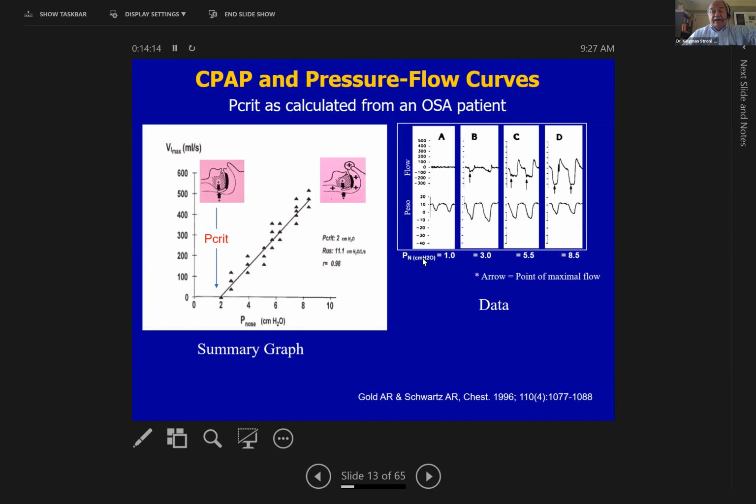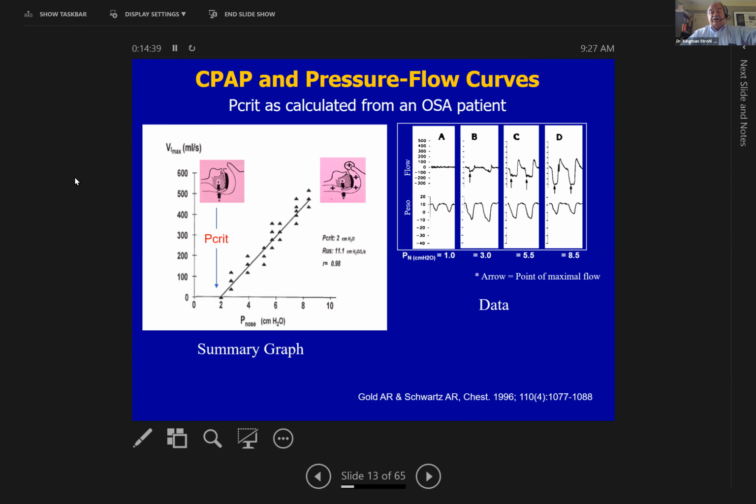At a pressure at the nose of 1, you're collapsed. And as you increase the upstream pressure, you can open this airway. So really, the ability to transmit flow is dependent upon the upstream pressure. It's not how hard you suck. It's what this airway does to close it.